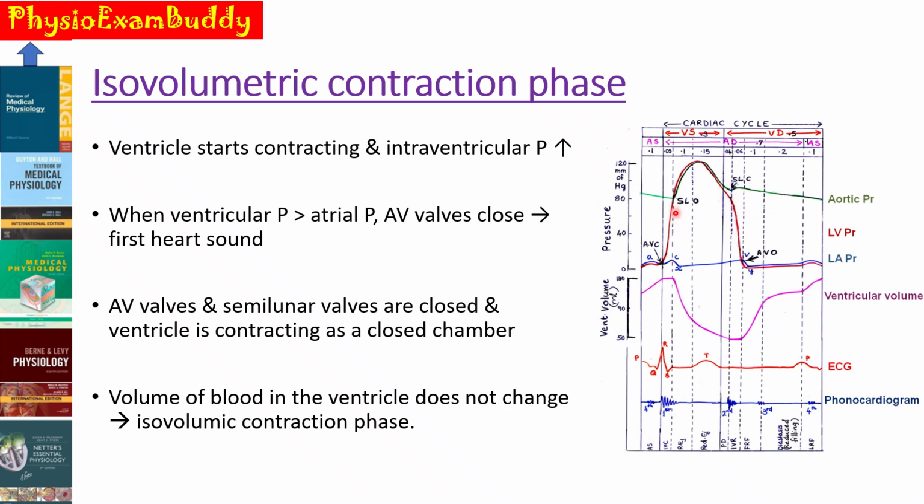The AV valve will close firmly, which is responsible for the first heart sound. During atrial systole we get the fourth heart sound, and during the first phase of the ventricular systole, that is, the isovolumetric contraction, you get the first heart sound. Now both the AV valves and the semilunar valves are closed, and the ventricle is contracting as a closed chamber, so the volume of blood in the ventricle does not change.